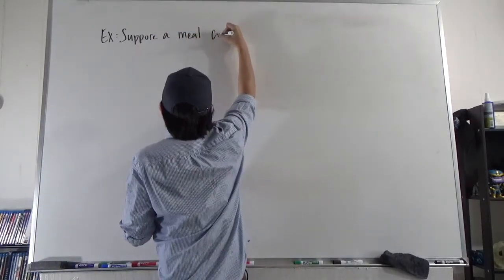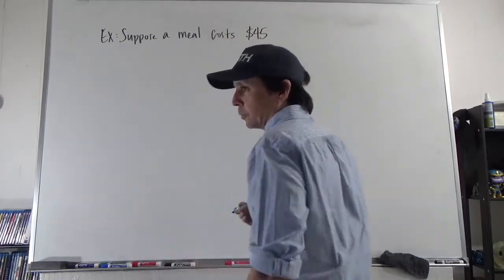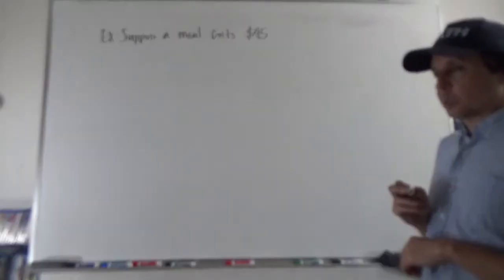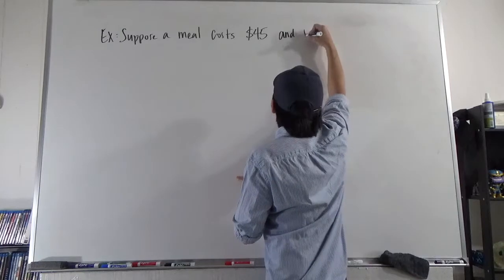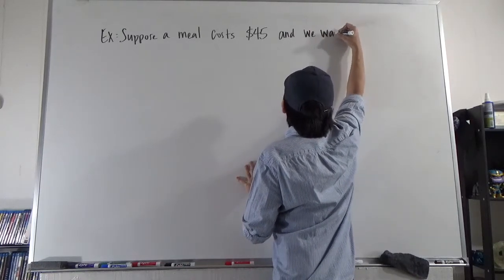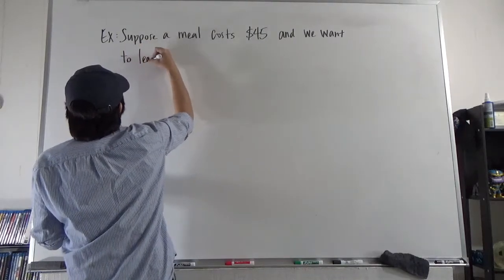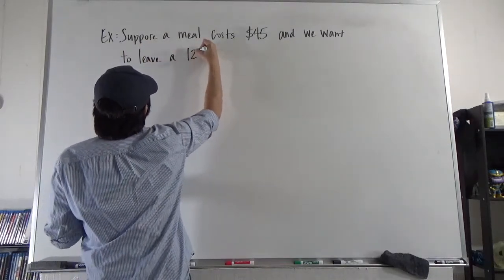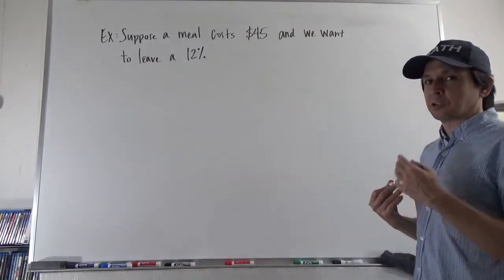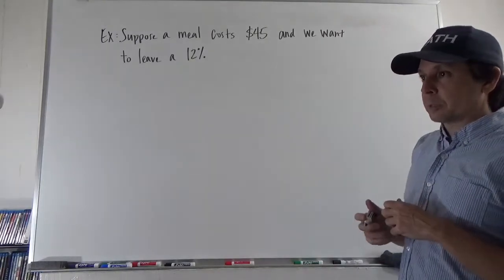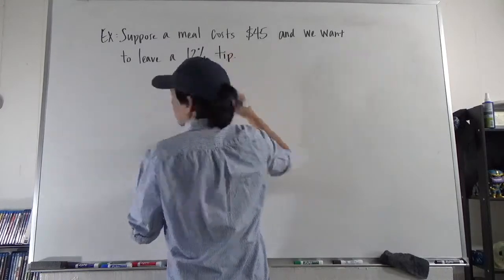Suppose a meal costs $45. We'll keep it simple round numbers, not any weird down to the penny yet, just so we can follow along a little bit easier. And we want to leave a 12% tip. 15% is conventional, but I don't want to keep using 15, so I'm going to give you weird ones that may not necessarily be considered a good tip, but we'll go with 12% this time in this fictional scenario.